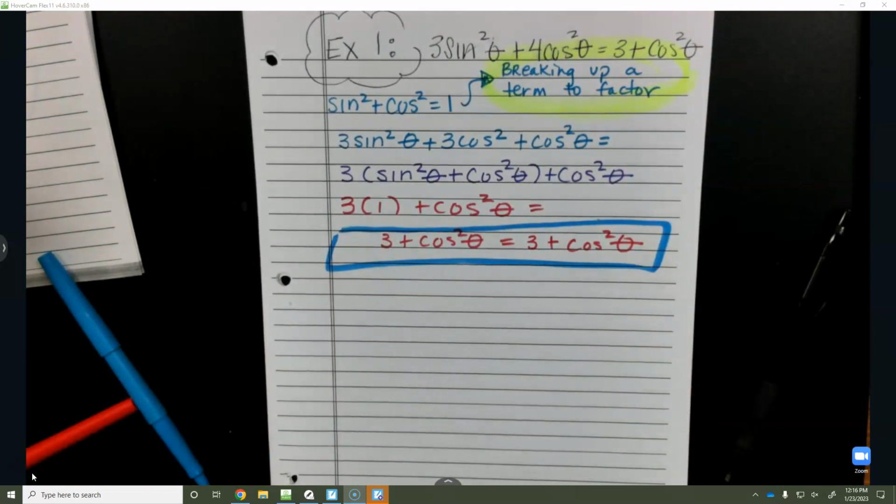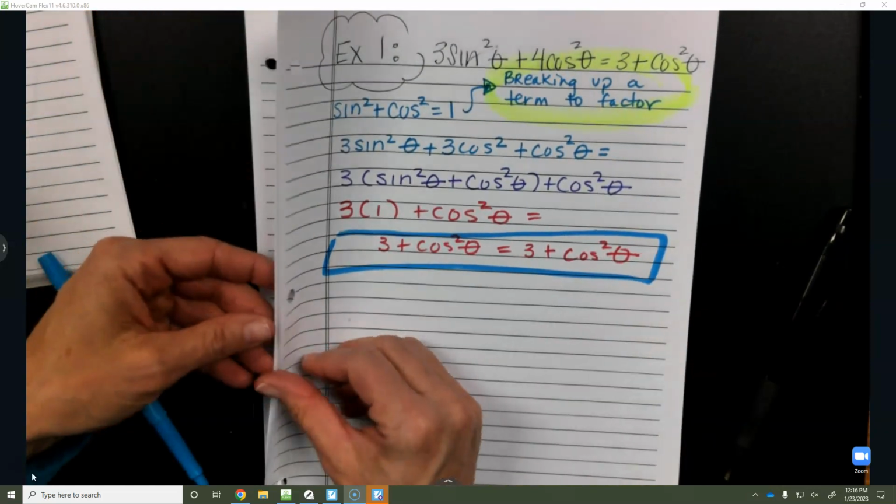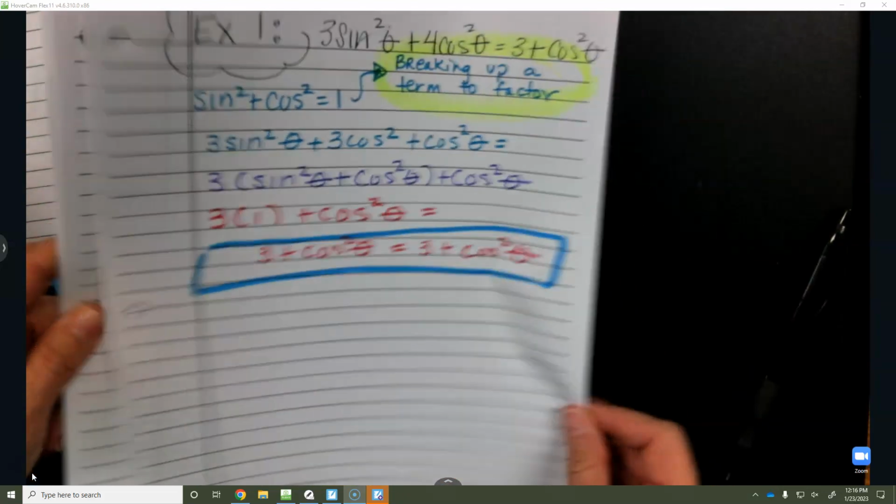Okay. Example number 2. Any questions on example number 1? Example number 2 is my favorite example. Let's look at example 2.